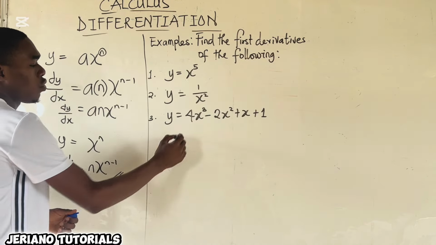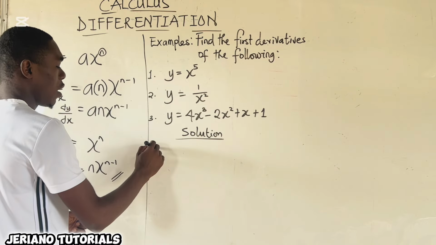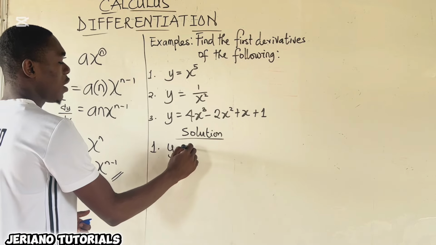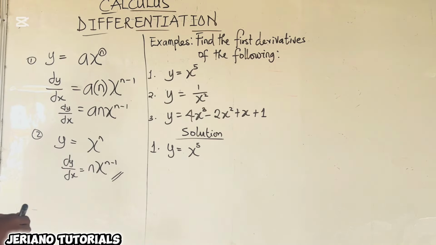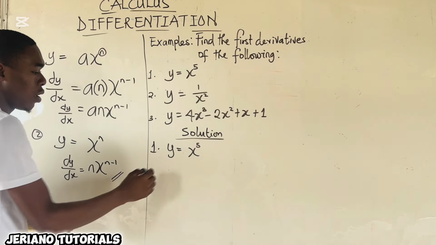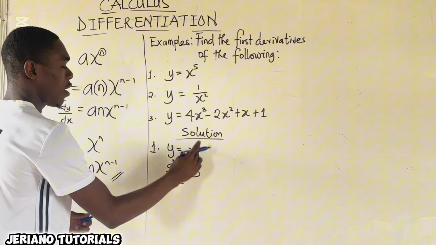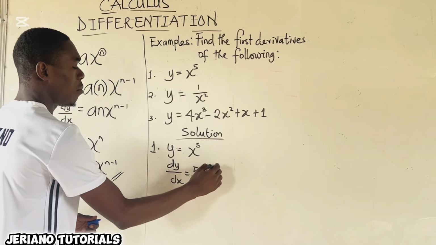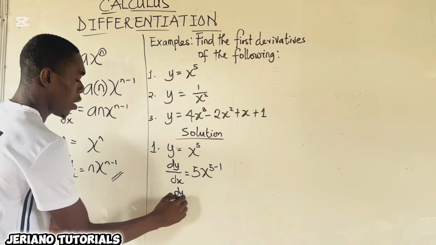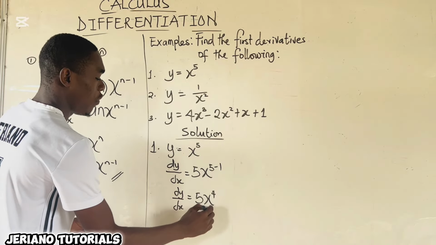So if we want to solve this, as I formally introduced, we send our index, which is our power, to the back of the variable and then subtract the power by 1. Now the dy/dx of this becomes 5 sent to the back. You maintain the x and then 5 minus 1. The dy/dx becomes 5x raised to the power of 4.